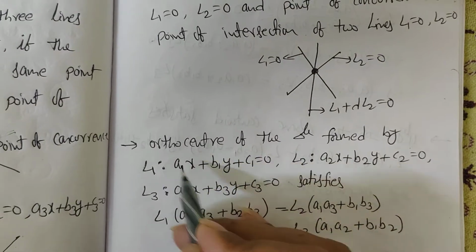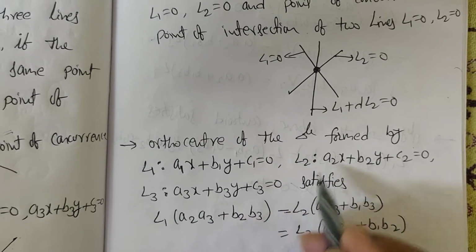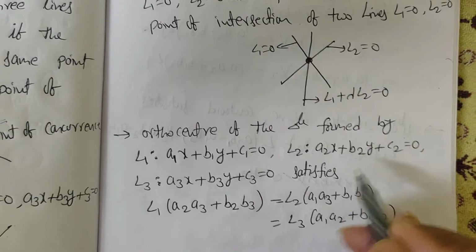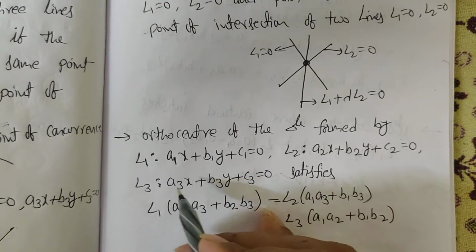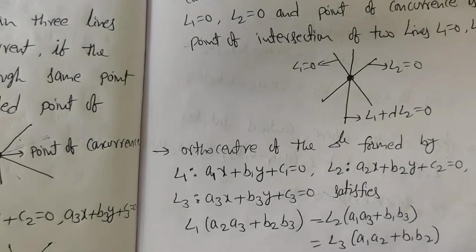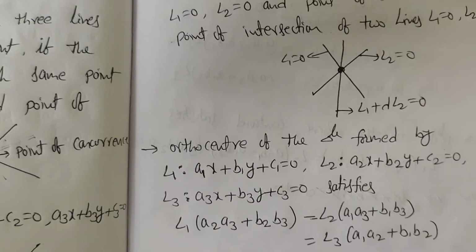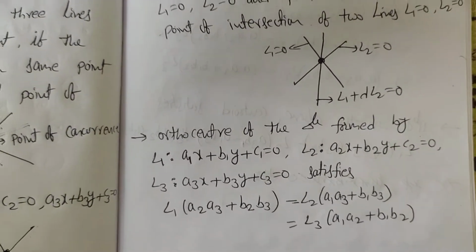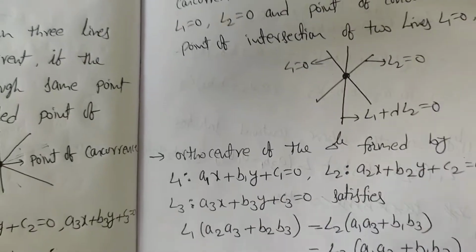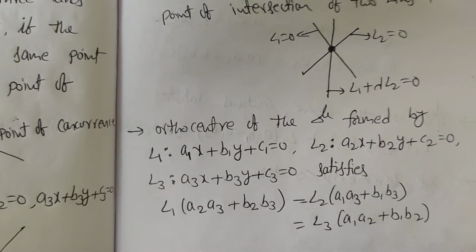Here L1 means just multiply the entire equation with this constant A2 A3 plus B2 B3. L2 means this entire equation multiplied with this one, and L3 means the entire equation multiplied with this one. So I will explain the proof of this here. You know the orthocenter. What is the orthocenter? The point of concurrence of altitudes is called the orthocenter. Altitude means the perpendicular drawn from the vertex to the opposite side.